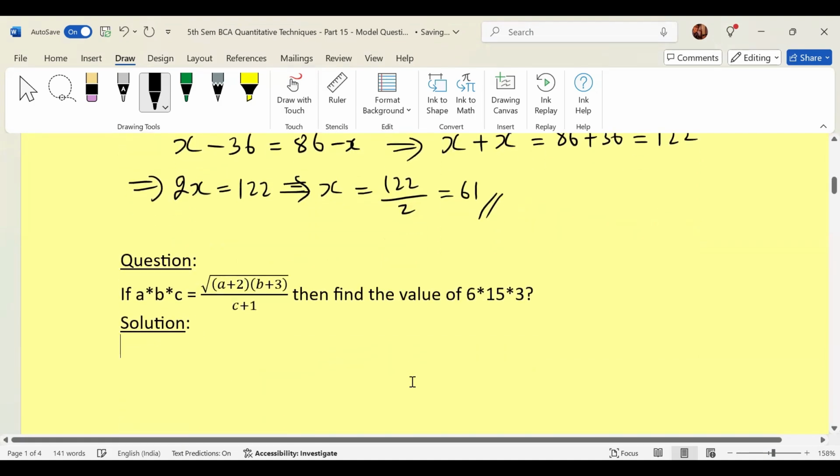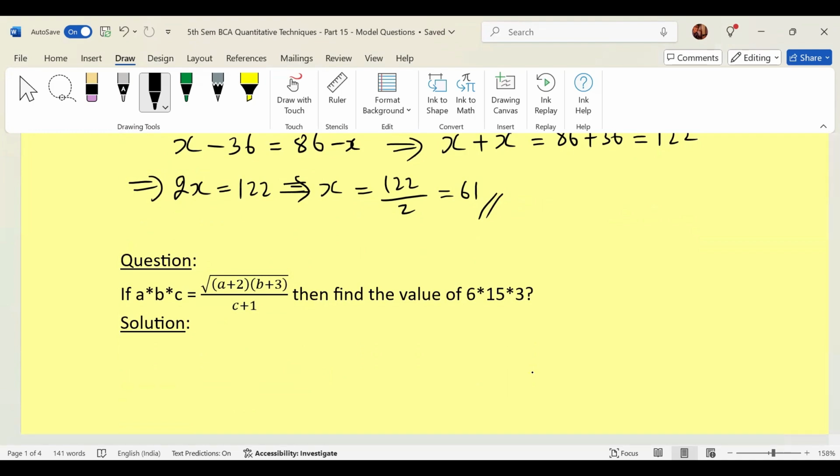If A star B star C, I mean here star is the operator and that operator is defined as square root of (A plus 2 multiplied by B plus 3), whole thing divided by C plus 1. Then find the value of 6 star 15 star 3. So wherever A is there, we will be substituting 6. B, wherever it is there, we will be substituting with 15. And C will be substituted with 3.